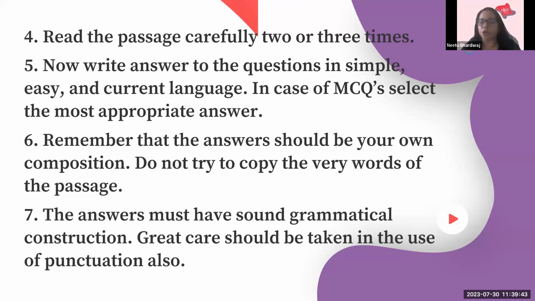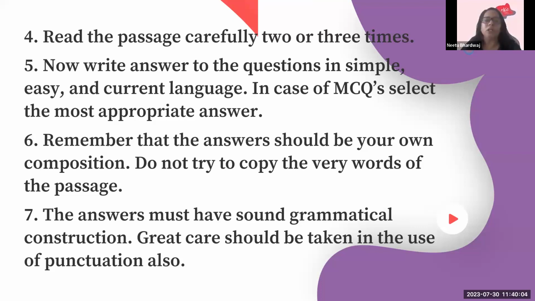You should check that grammar is correct when you are writing the comprehension answers. All right? So these are the main points which you need to keep in mind when you are solving any kind of comprehension. We already solved the comprehension, and you saw how we solved it, and the different questions and how you were able to answer them.